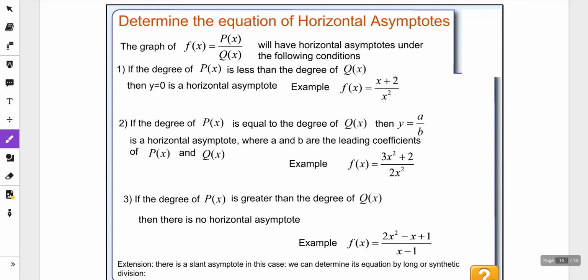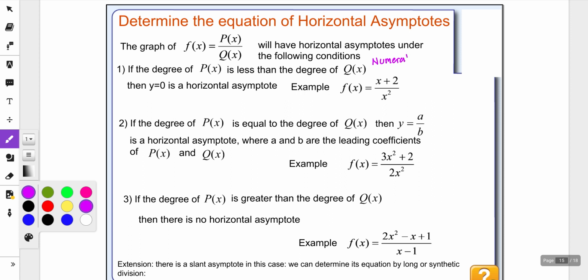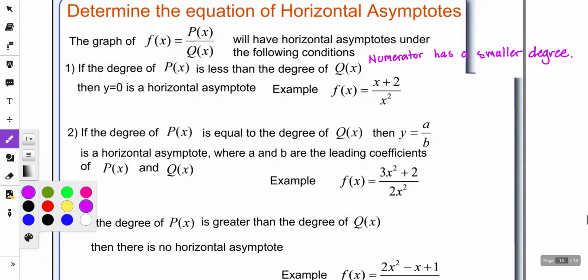First situation you're going to run into: p of x is a smaller degree than q of x. So that means the numerator has a smaller degree. That's the first scenario that you're going to run into. I wrote pretty small. I didn't really have much room there.